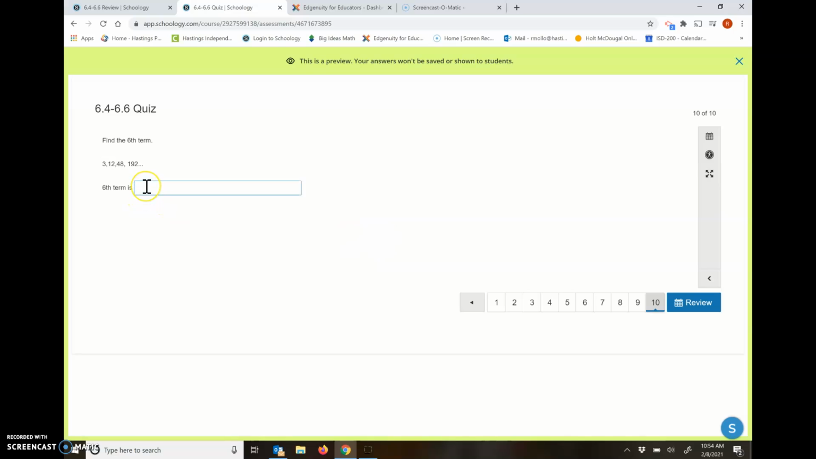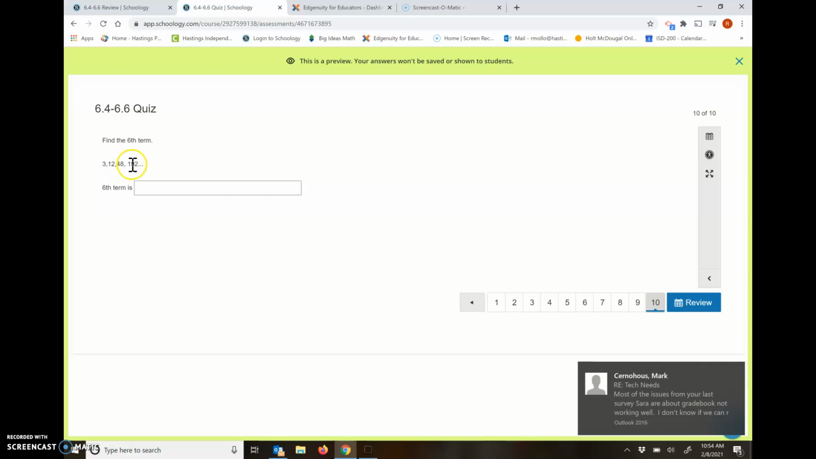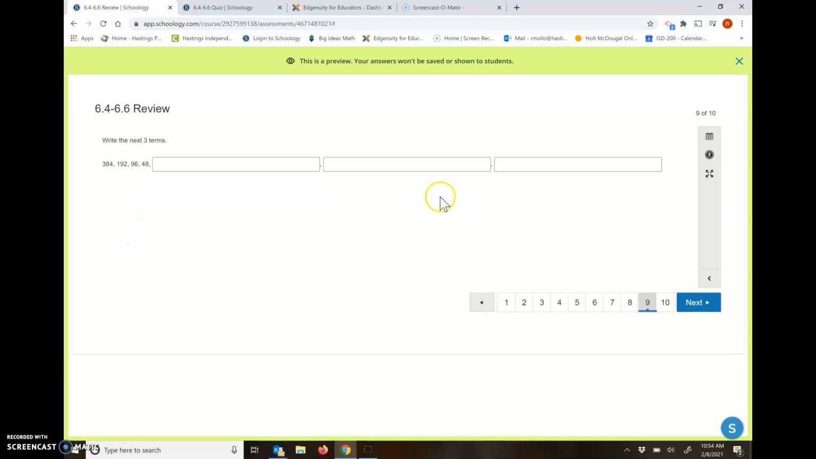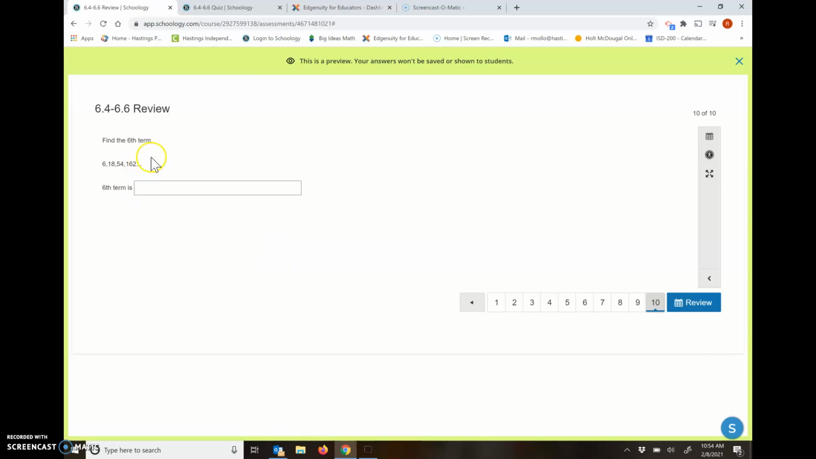And then the last one on the quiz is asking you to find the 6th term. So I gave you the first term, I gave you the second term, I gave you the third term, I gave you the fourth term. You need to find the 6th term. And so you can either use the formula or you can just keep going with the pattern and then find the 5th term and then find the 6th term and then put it in there.